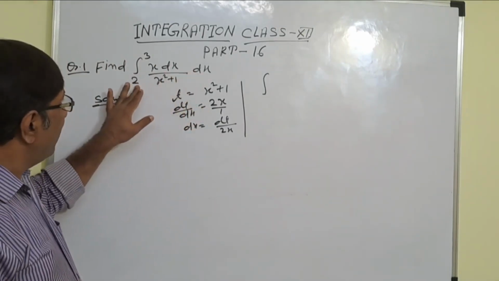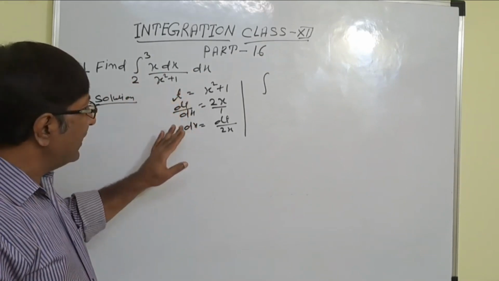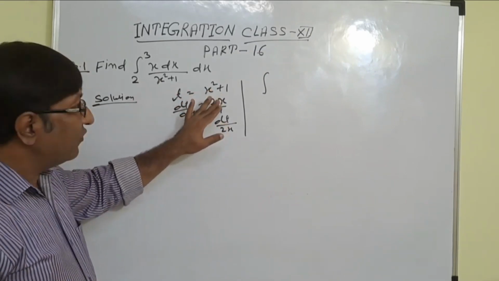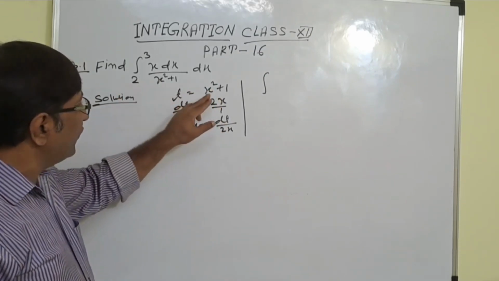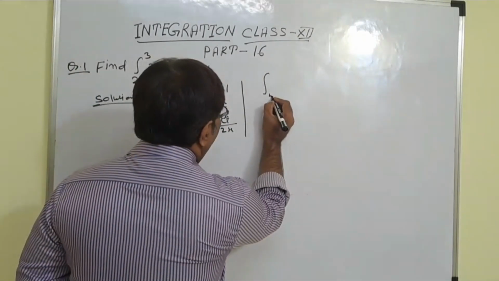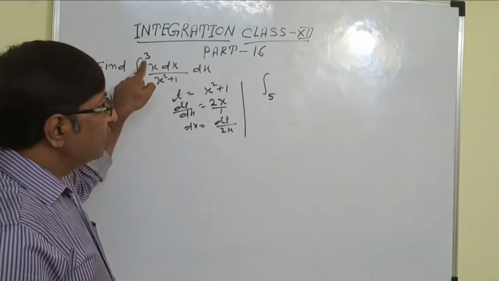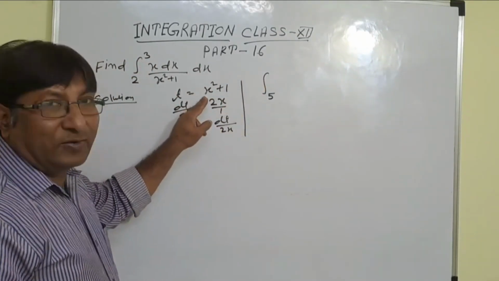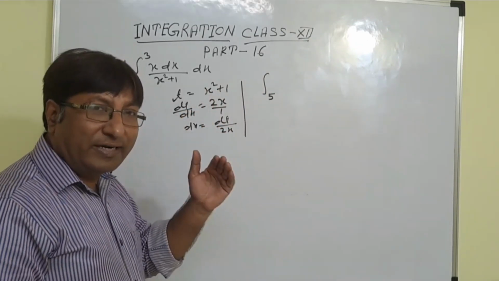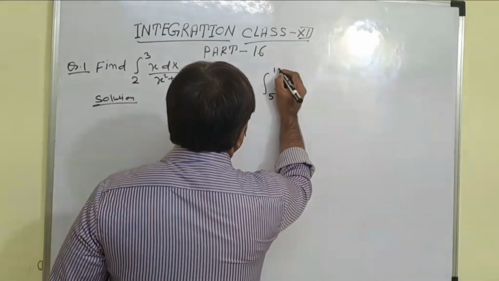So we can write the integration of, the lower limit is 2, and the function is x. So put x equal to 2 for finding our lower limit, because here we are using dt. t is x square plus 1, so when we put x equal to 2, 2 square is 4 plus 1 is 5. So the lower limit will be 5. In the same way, the upper limit is 3, so just put x equal to 3. So 3 square plus 1. 3 square is 9, 9 plus 1 is 10. So we can write here 10.